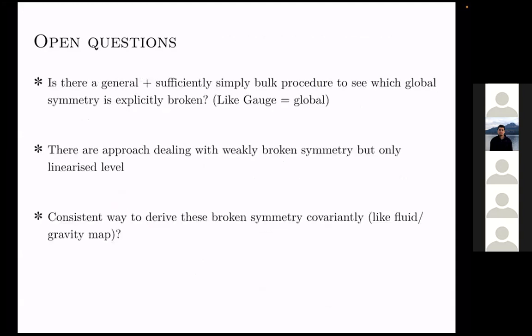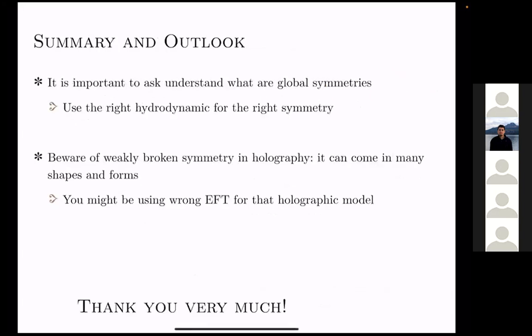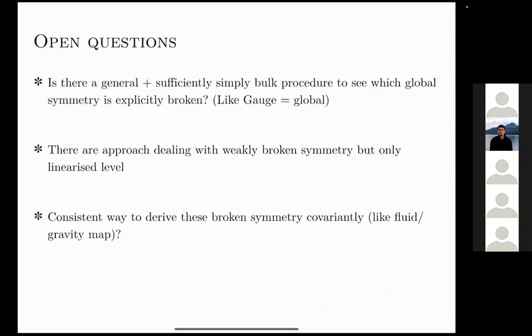So, open questions. I told you that there are many ways that you can see that an explicitly broken global symmetry can manifest in the bulk. And clearly the broken gauge symmetry being equal to broken global symmetry is actually not true. But it would be nice to have something like that. And I don't know whether what I showed you here is the whole list, or is there anything more that one could add? Or maybe it's reasonable not to expect one.